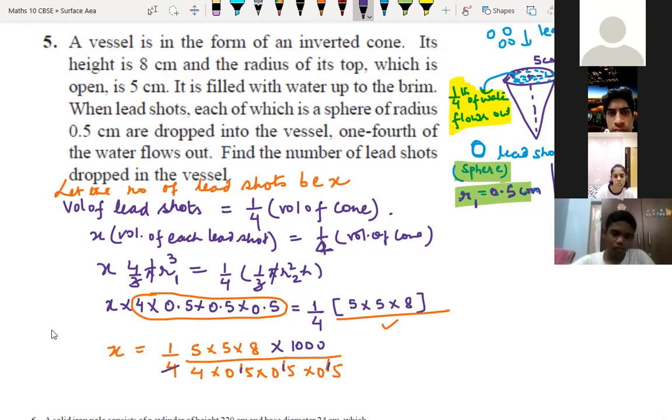Now 4 2s are 8, 5 5s are 25, 25 4s are 100, 40. Then 5 will get cancelled like this only. Again 4 10s are 40. So what is the answer? 5 2s are 10, 10 10s are 100. 100 lead shots.